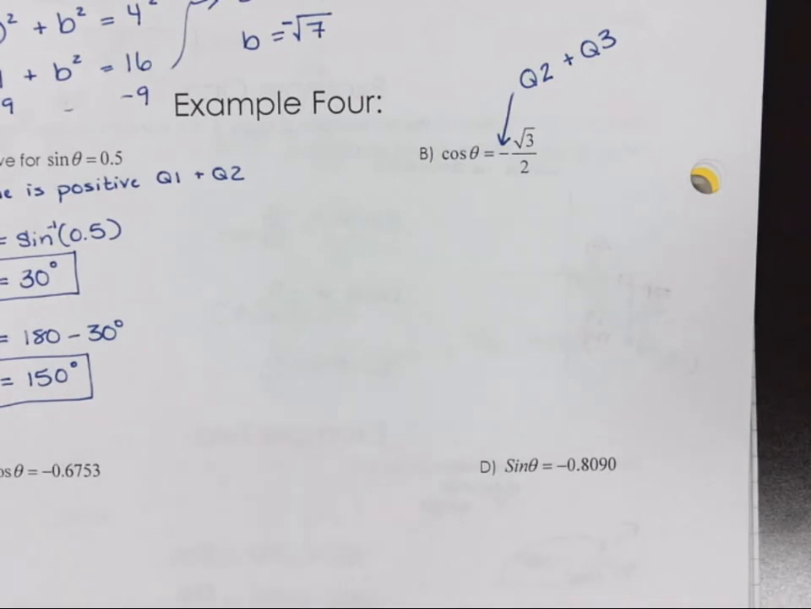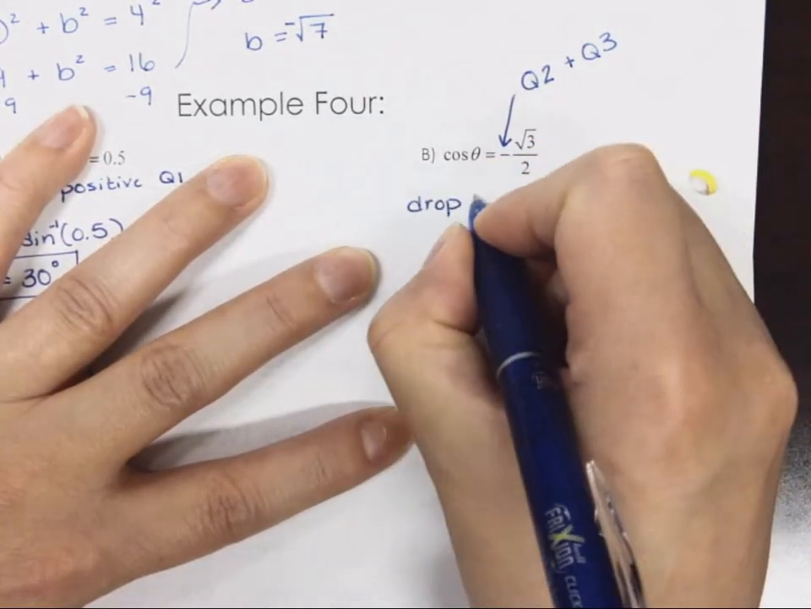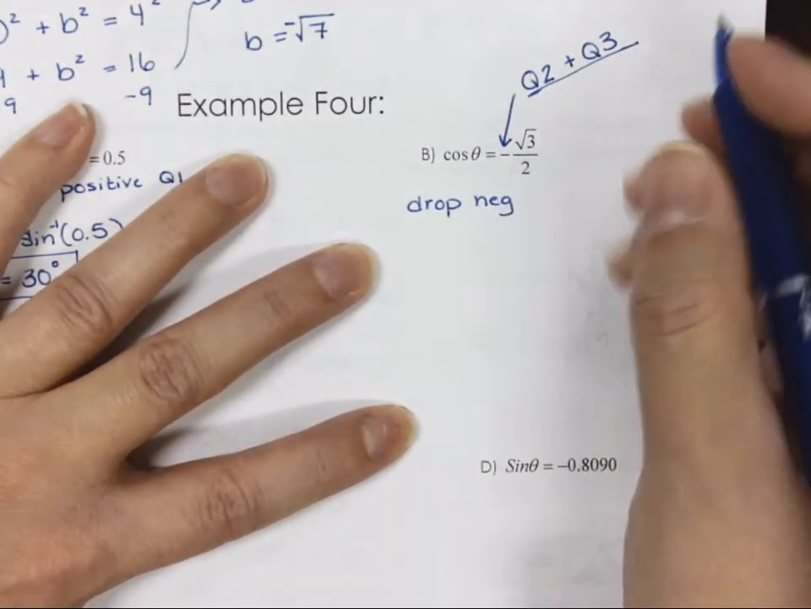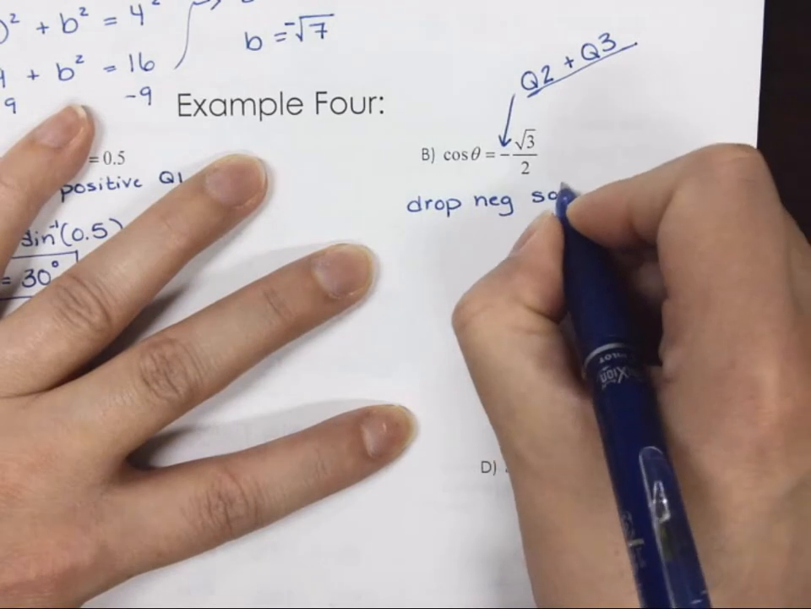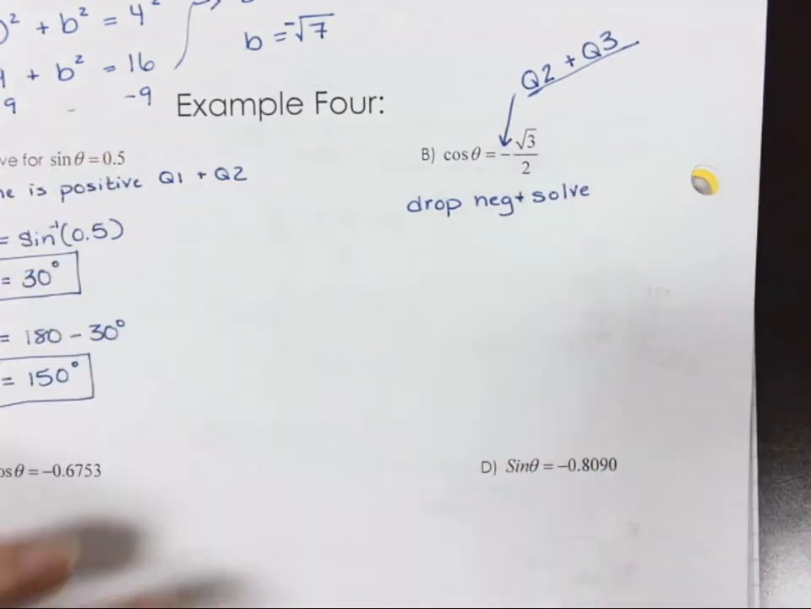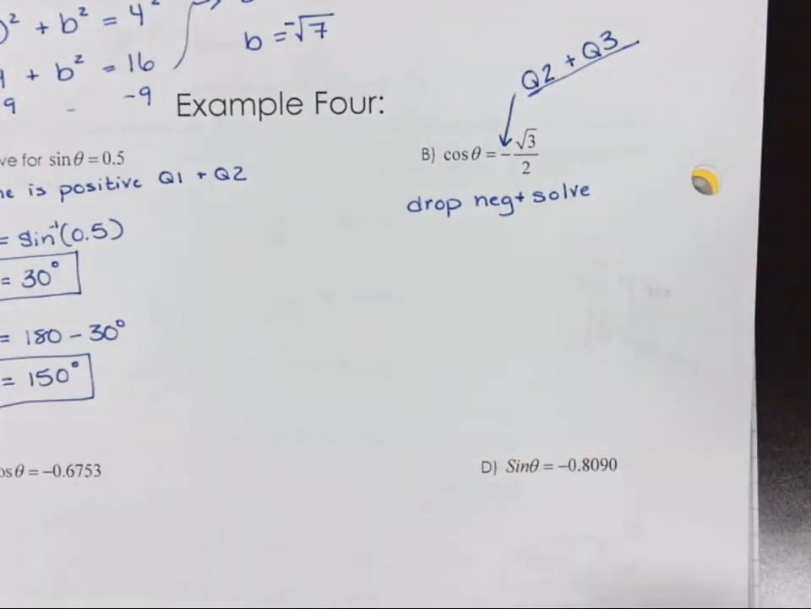So if you're dealing with a negative, you're going to drop the negative. The negative we just used to tell us where we are. Drop the negative, and solve as if it's in quadrant 1. Does that make sense to everybody? So the negative just tells us where we are on the coordinate plane.